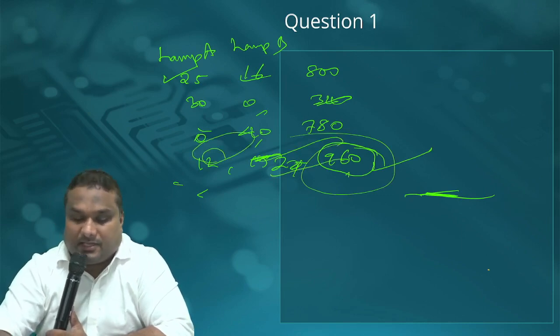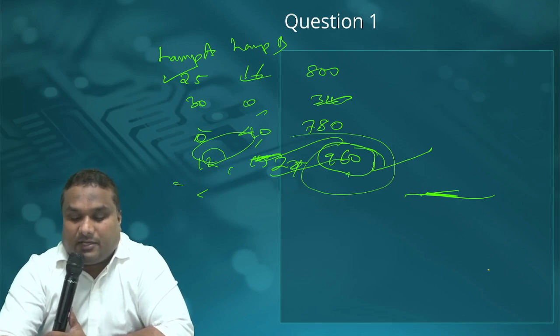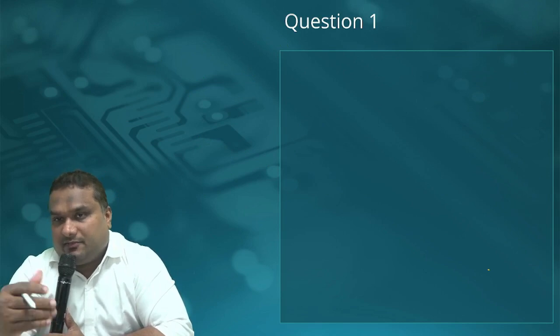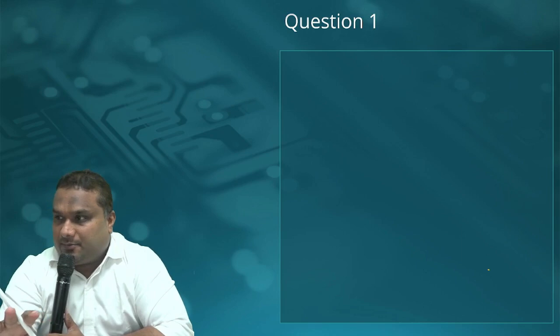In such a way, we need to have a decision making. We need to find out the final answer. That is what we are going to find out in a linear programming problem.